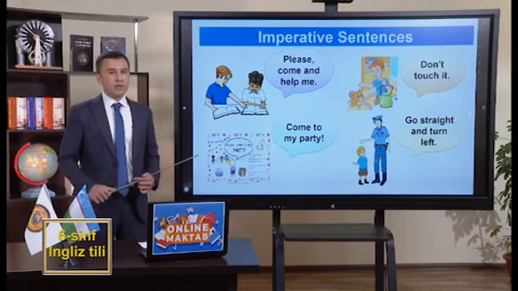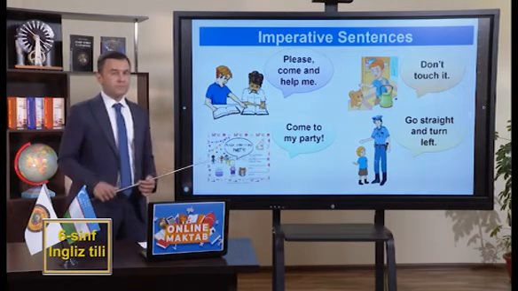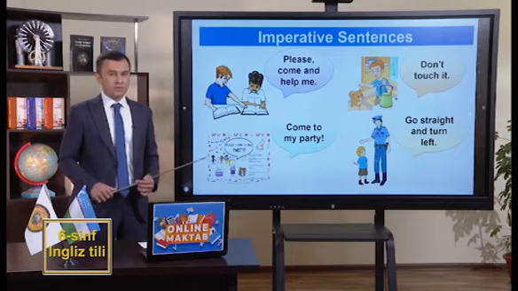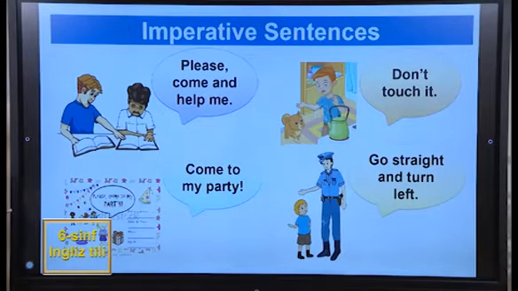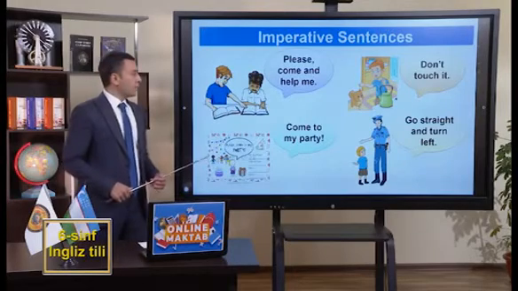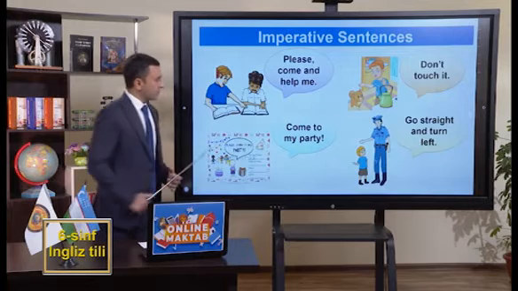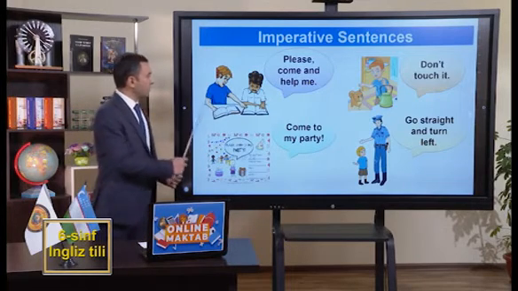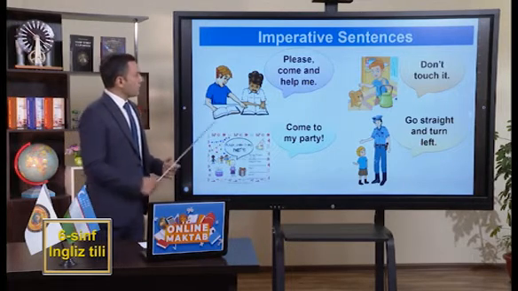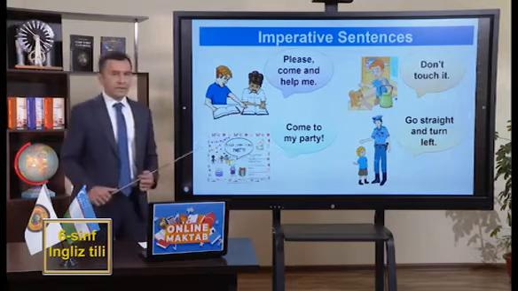Imperative sentences are used to order, to give directions, to request, and other situations. You can see different pictures. For example, in the first picture, please come and help me.